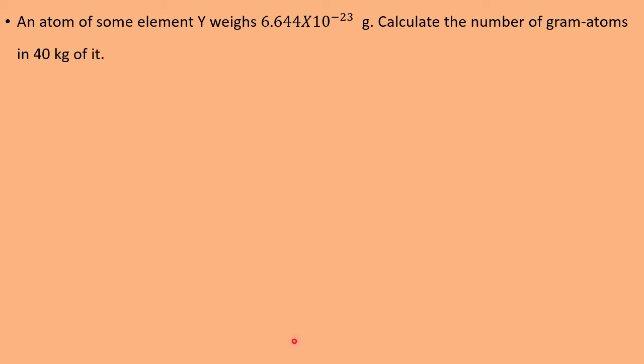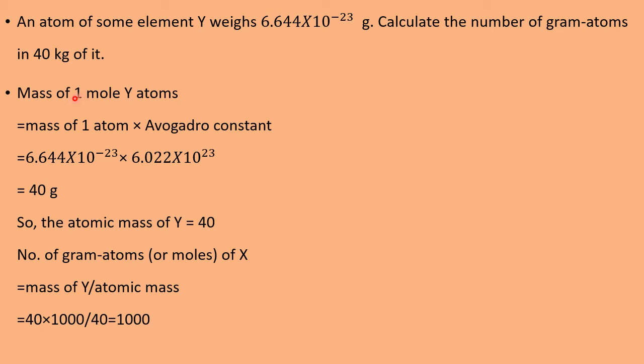Different way he is asking. An atom of some element Y weighs 6.644 into this much gram. Calculate the number of gram atoms in 40 kg of its sample. So mass of 1 mole of Y equal to what? This is the mass of one atom into Avogadro constant. Mass of one atom is this much into 6.022 into 10 to the power 23. Means this is 40 gram. So this is the mass of 1 mole of sample Y.